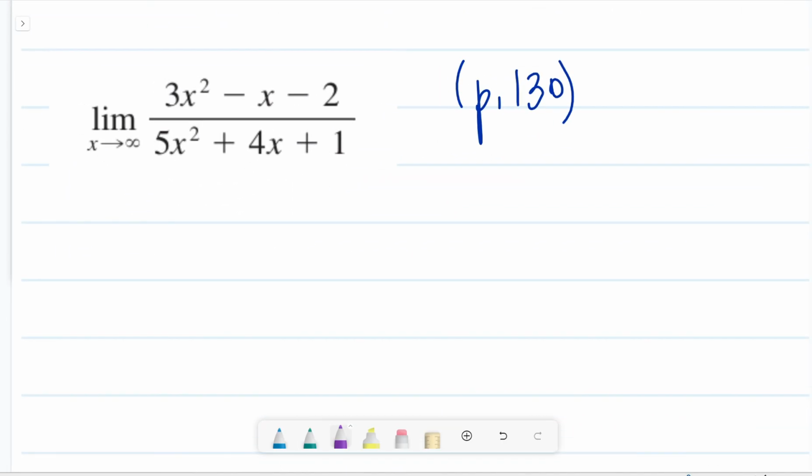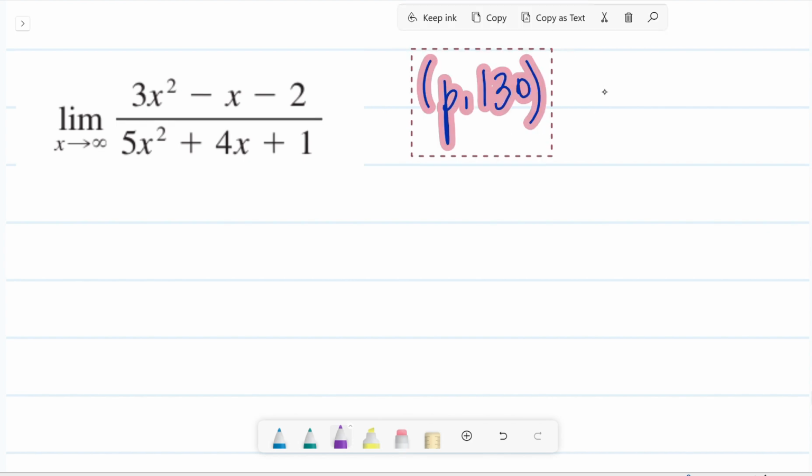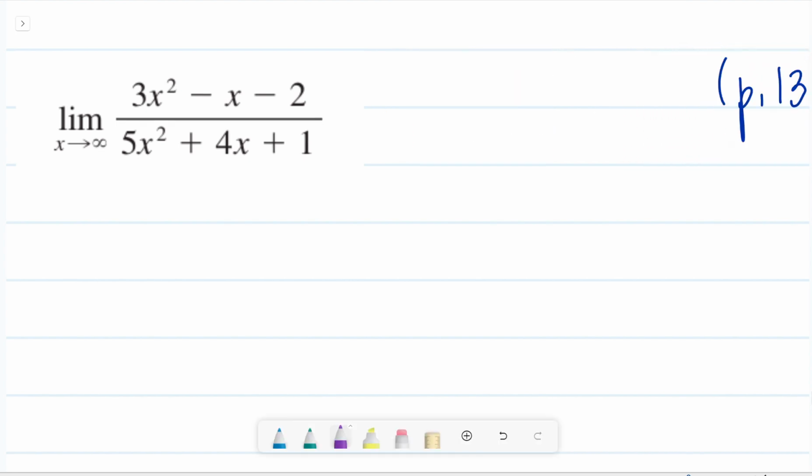This is from the book, page 130. So we have this fraction. Let's try to plug in to see what we get. So in the numerator, if I plug in 3 times infinity squared, I will get infinity minus, instead of x, we get infinity. I will write it here, so it's infinity minus 2.